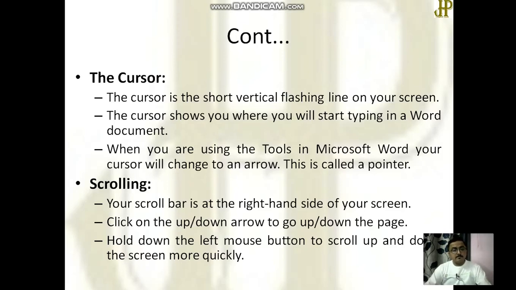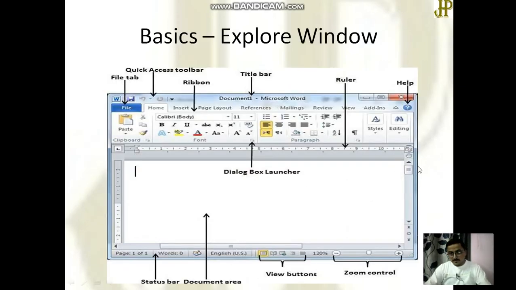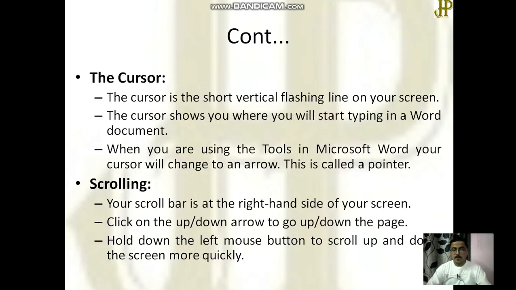Next one is scrolling. Your scroll bar is at the right hand side of your screen, through which you can move up and down your document. Again, I am going to show you. This is known as the scrolling bar, the vertical scrolling bar and the horizontal scrolling bar.